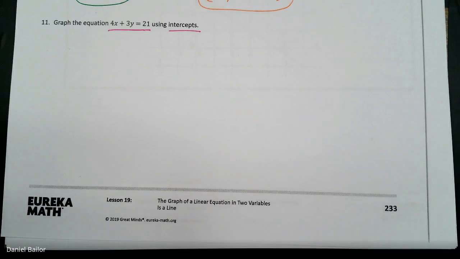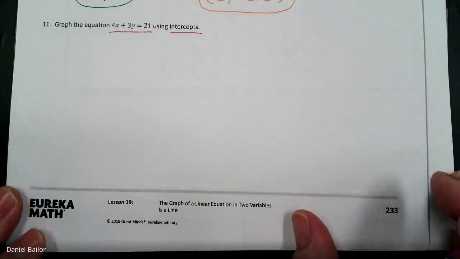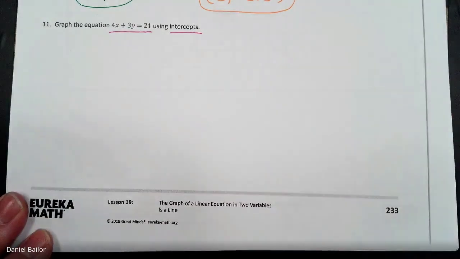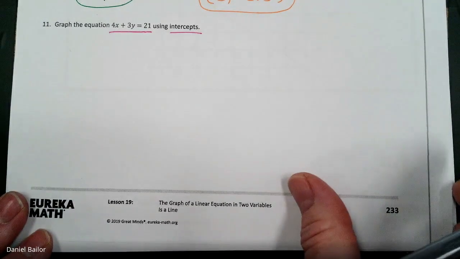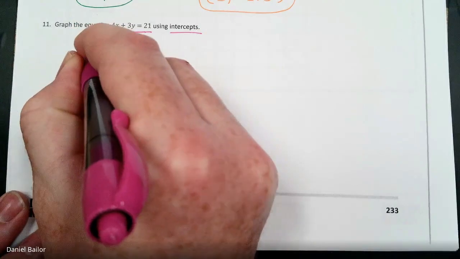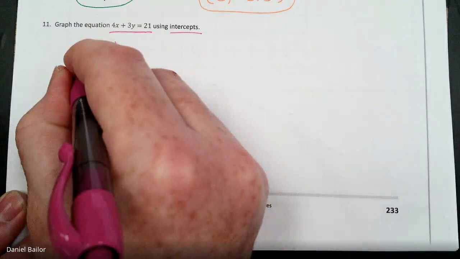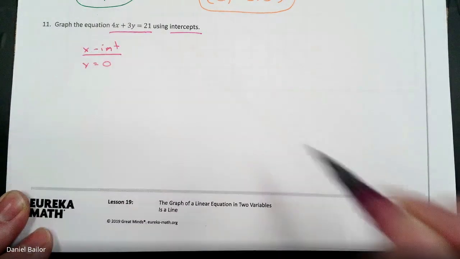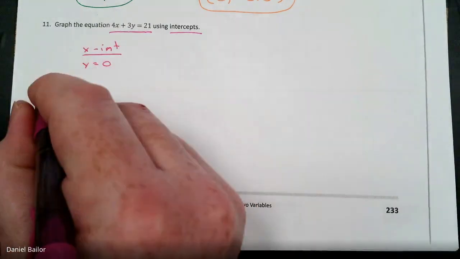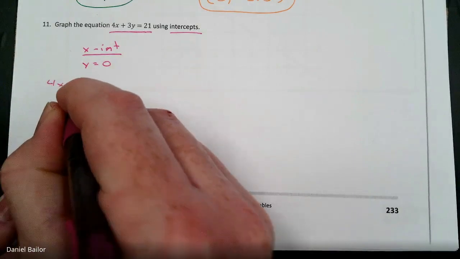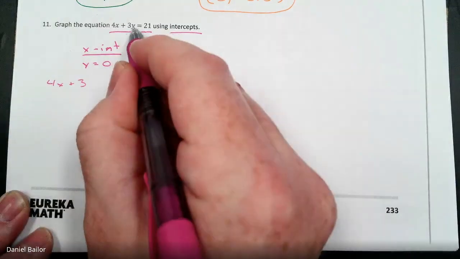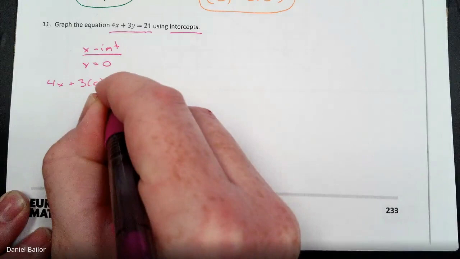Okay, so hopefully you paused the video, you did number 11 on your own, and you're ready to check your work. This is the answers you should have gotten. So you should start with step 1, find the x-intercept. And you know the x-intercept is when y is 0. So you take the equation, and instead of 3y, you put 3 times 0.